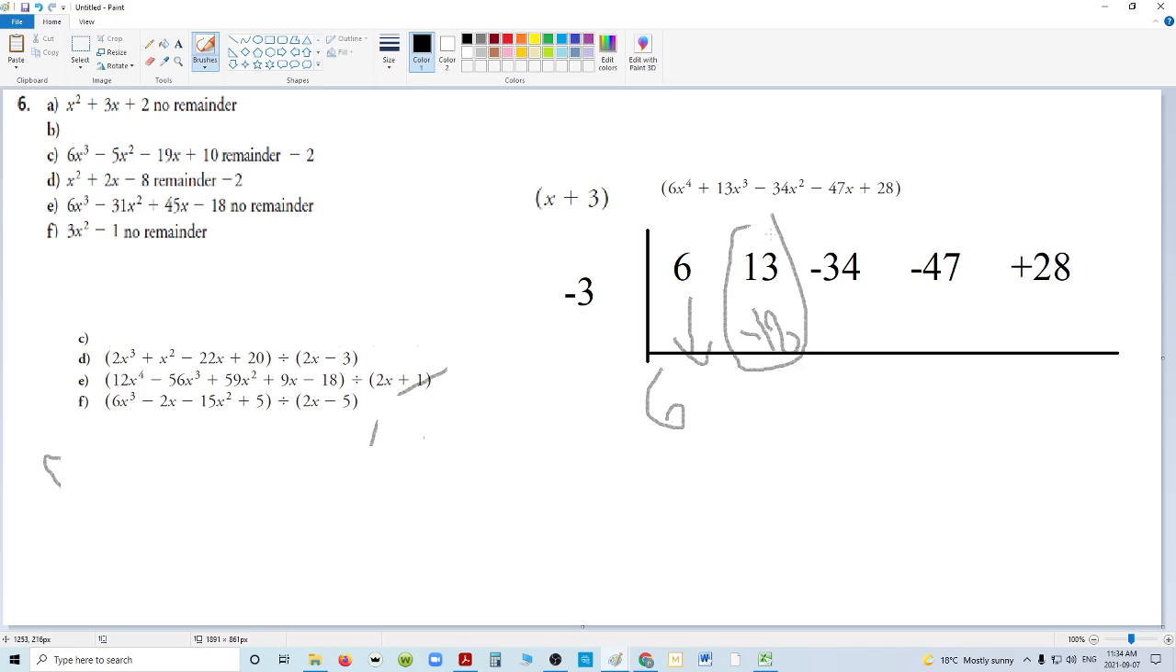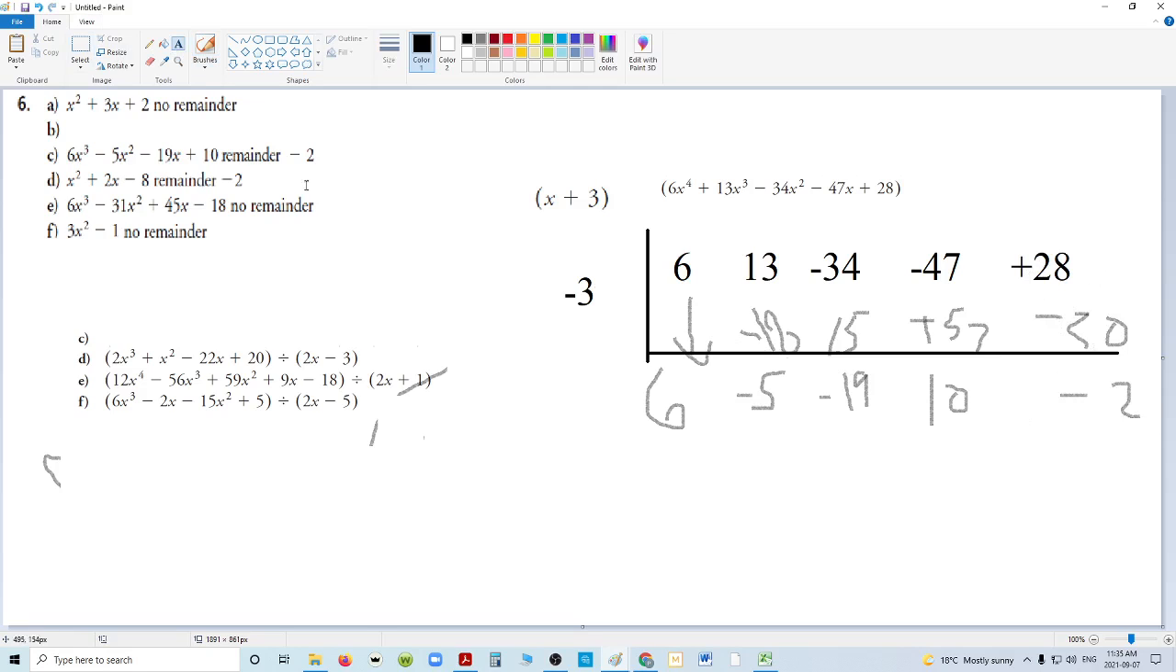You add these, you get minus 5. Minus 5 times minus 3 is plus 15. You add these, you get minus 19. Minus 3 times minus 19 is positive 57. When I add these, I get positive 10. Minus 3 times 10 is minus 30. Oh, close, but not quite. When I add these, I get minus 2.